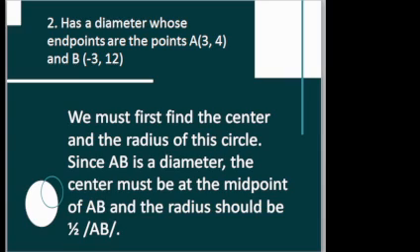It's the diameter. So the first thing to do is we must first find the center and the radius of this circle, because that's the very important thing if we're going to make an equation of the circle. And since AB is a diameter, the center must be at the midpoint of AB, and the radius should be 1/2 of the distance of AB.